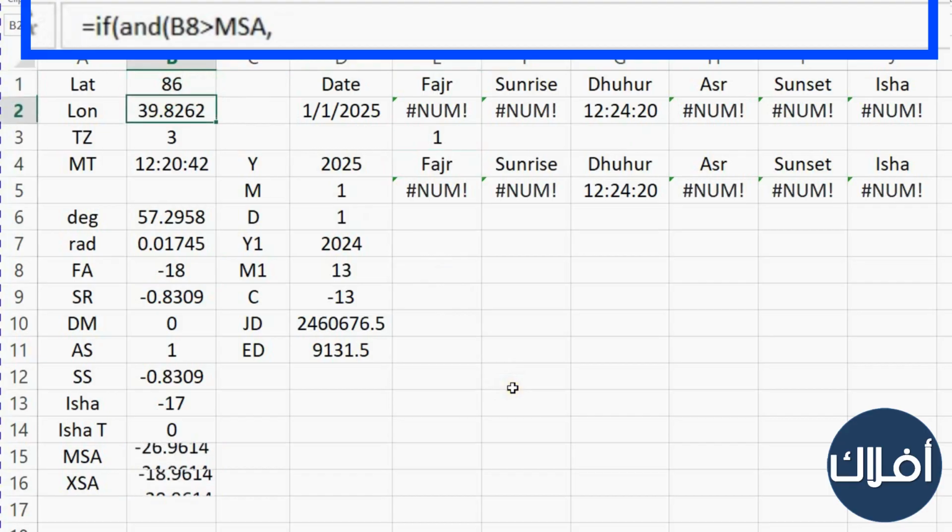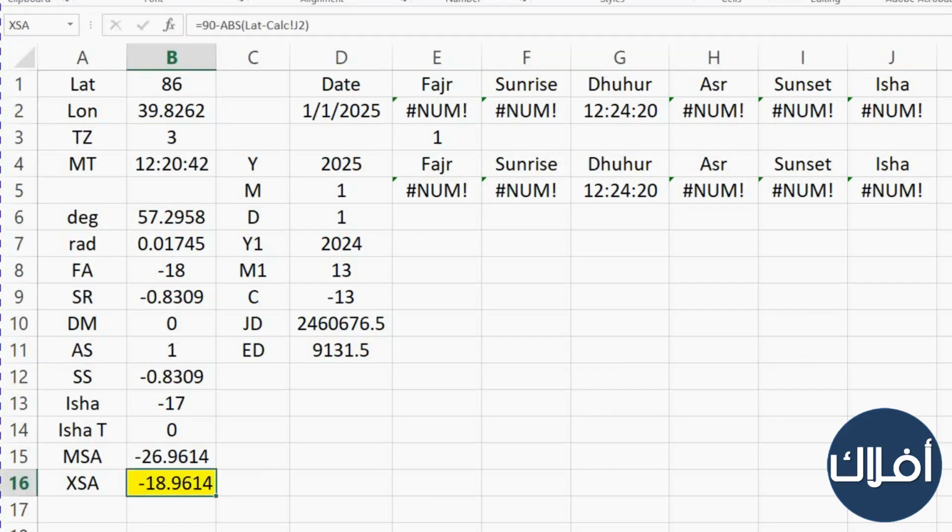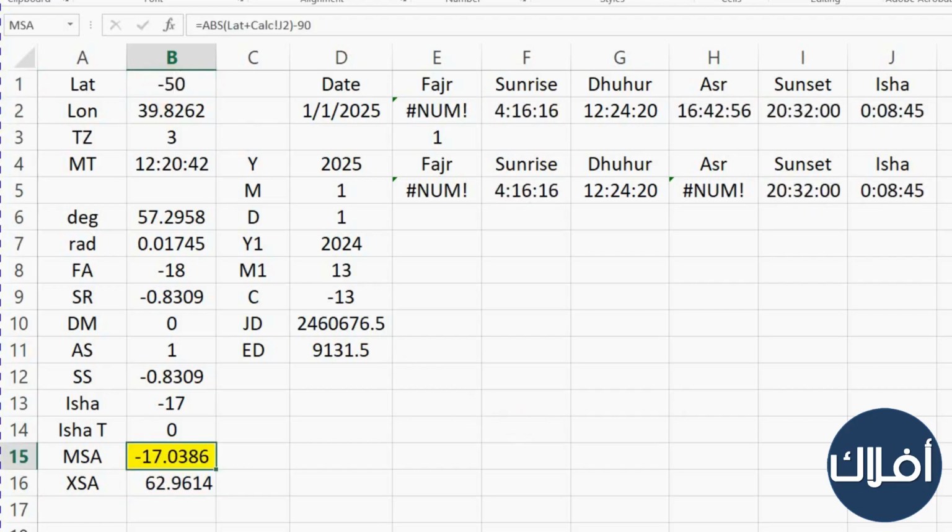Now if we set the latitude to 86, we'll see that the Fajr prayer is a special case because the maximum altitude of the sun is approximately minus 19, which is less than the required Fajr angle of minus 18. And if we change the latitude to minus 50, for example, we see that the lowest altitude of the sun is approximately minus 17, meaning it does not reach minus 18, which is the required angle for Fajr prayer. And if we change the latitude to minus 51, we'll see that even Isha prayer cannot be calculated.